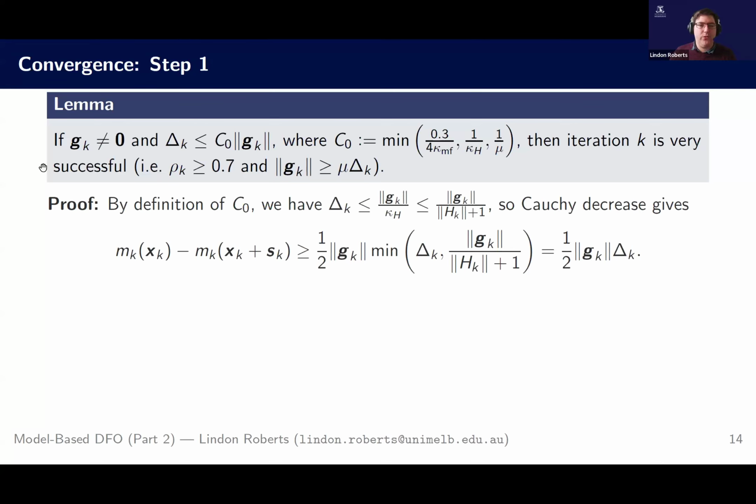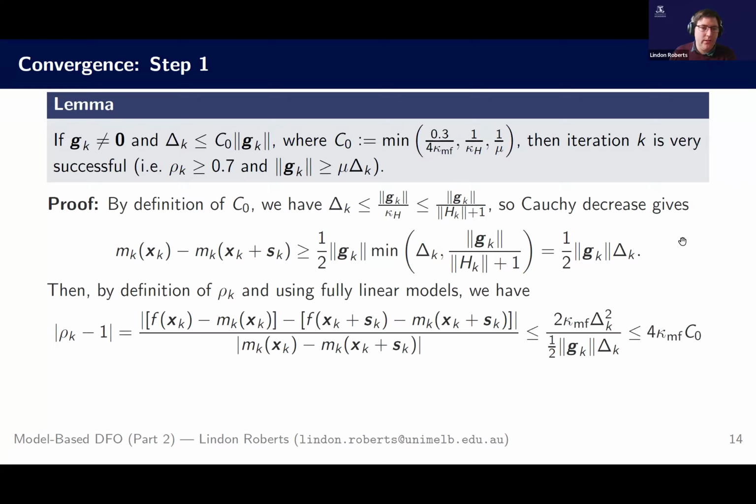Proof of this is relatively straightforward. Basically, we choose C0 to guarantee this to happen. So C0 is constructed so that delta K is less than or equal to C0 times GK. C0 is less than 1 over kappa H, being our upper bound on the Hessian. So that means delta is less than the norm of G over norm of H plus 1. Our Cauchy decrease had exactly that expression floating around. So the Cauchy decrease condition says that our decrease in the model has to be at least, in this simplified world, at least the norm of the gradient times the current value of delta. So that's what our Cauchy decrease tells us.